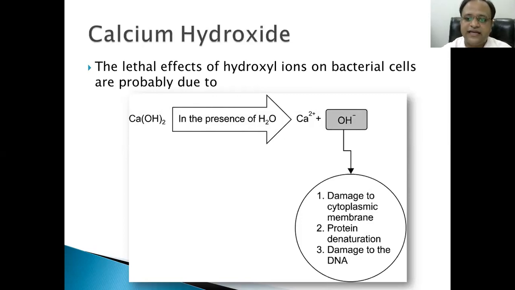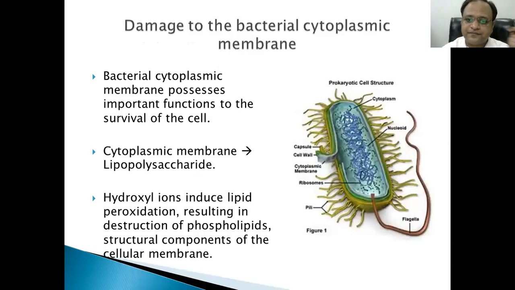So what happens is when a hydroxyl ion is released, it damages the cytoplasmic membrane of the bacteria. It also denatures the protein and damages the DNA that is present. So let us see how these three different things are happening, how the damage of cytoplasmic membrane is happening, what happens to proteins and they get denatured, and what level of DNA damage is happening.